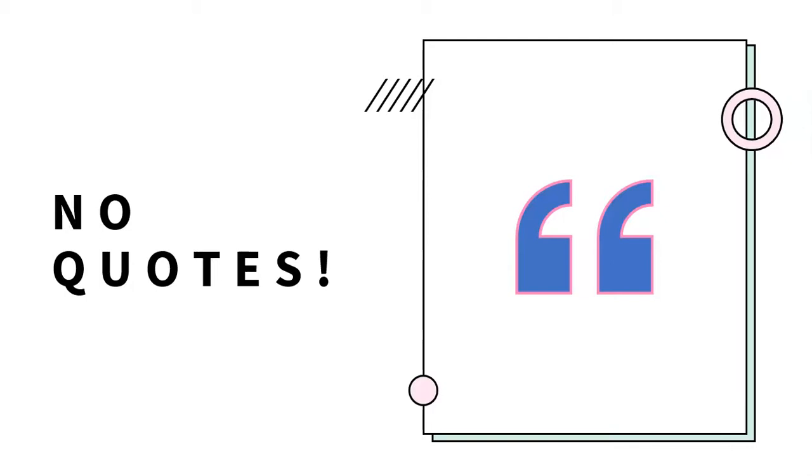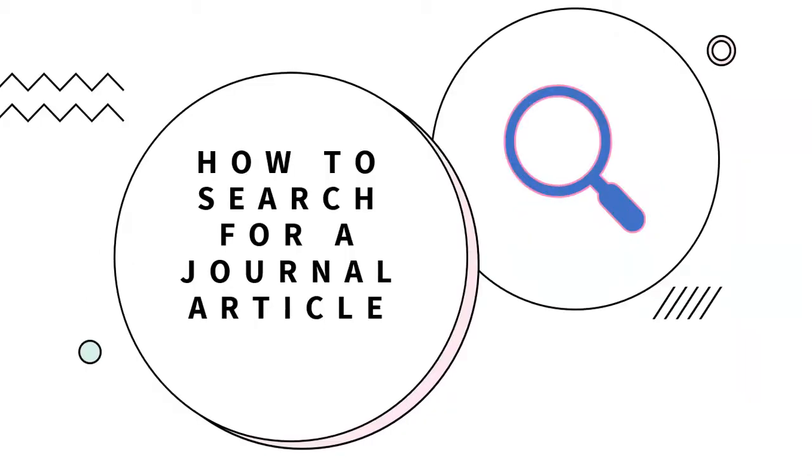But now let's have a walkthrough on how to search for a journal article, because a lot of you probably haven't done this before. I'm going to show you exactly how to do it. We're going to do an example together, and I also have some do's and don'ts. So it should be straightforward.